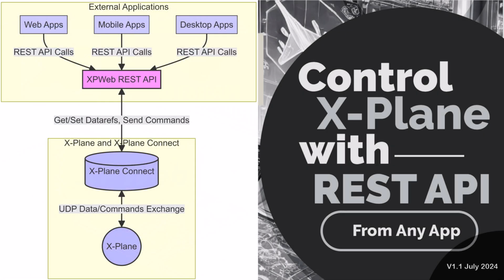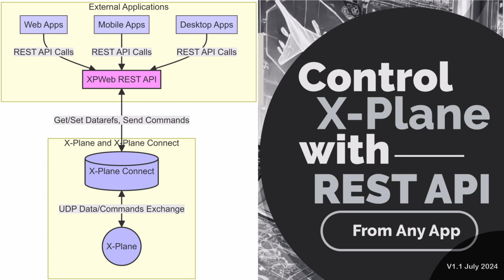Let's look at this diagram to better understand how XPWeb connects everything together. There are different programs you might use, like apps on your phone, a website, or a web application in React or Flutter, anything that is able to do REST API communication, which pretty much means everything you might imagine. These external apps can talk to Xplane with the XPWeb interface.